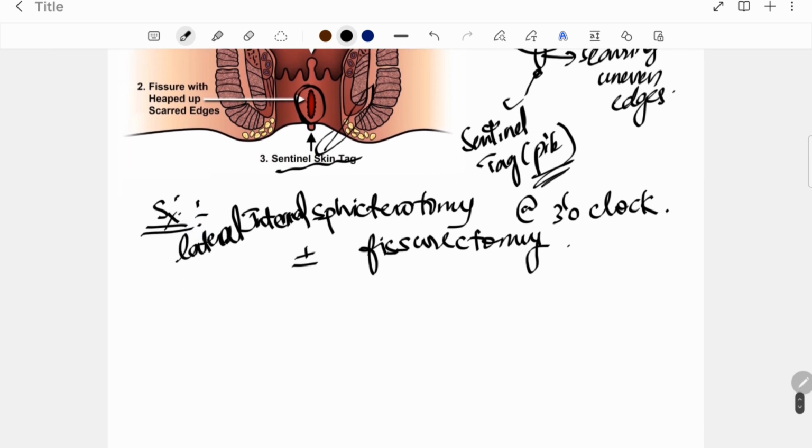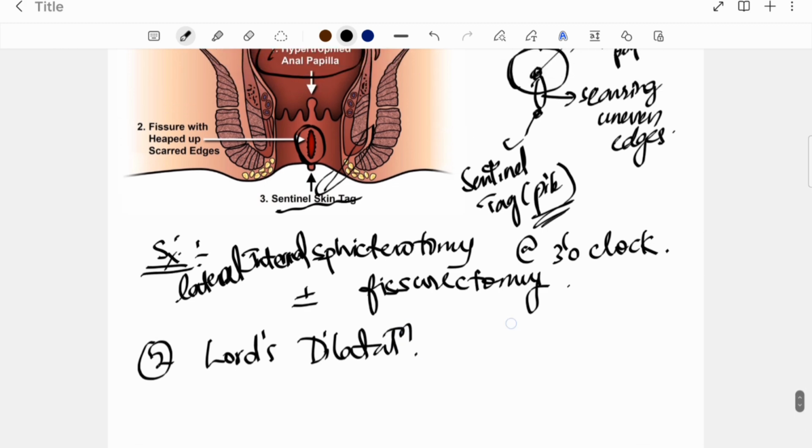The other surgery is Lord's dilatation. Here we stretch the sphincter under anesthesia using 4 fingers.